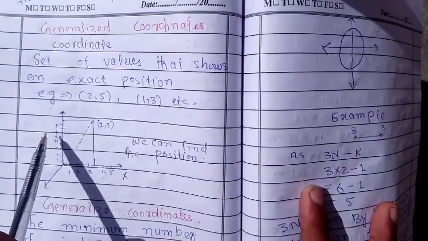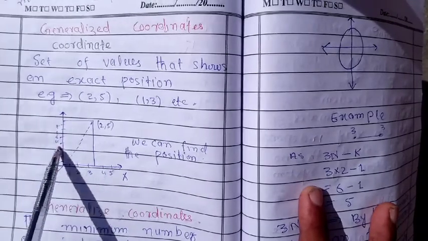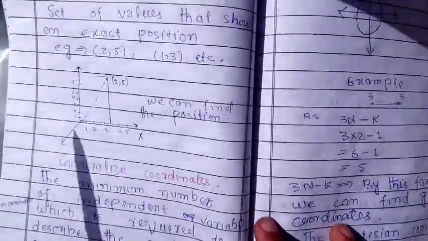So look at the diagram. This x, y, z is the coordinate system, so here we can find the position. This is coordinates. Now come to what the generalized coordinates are.